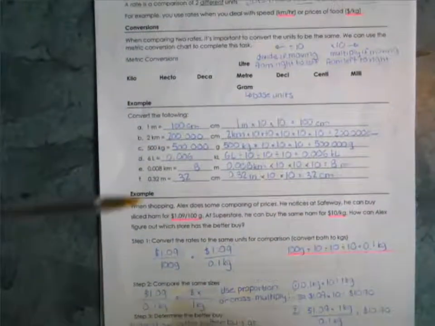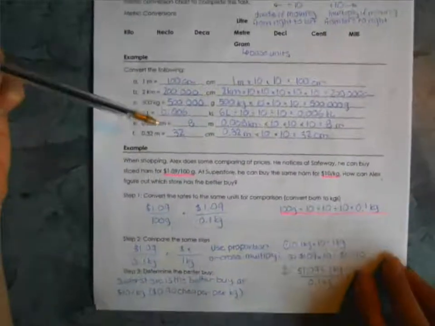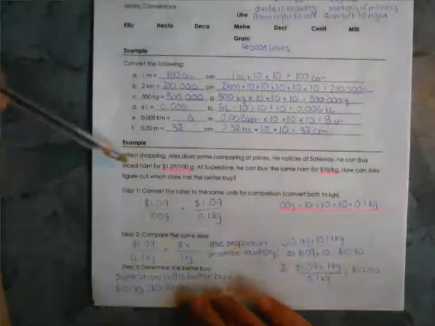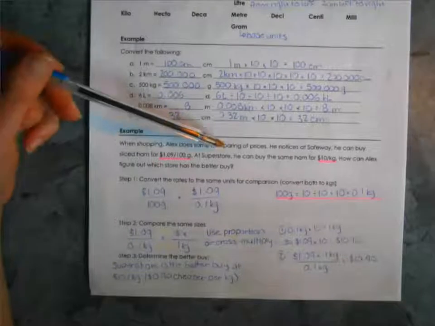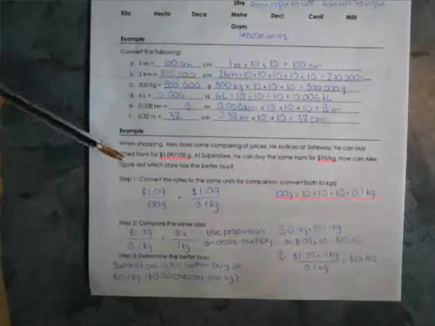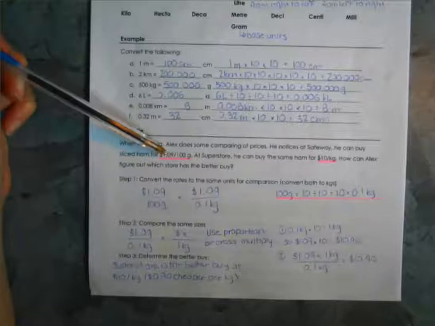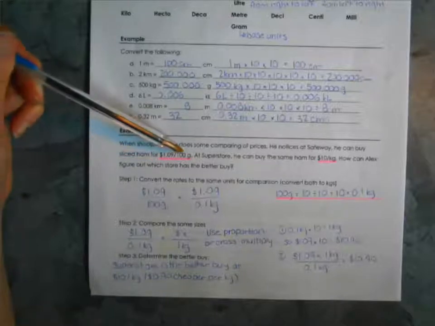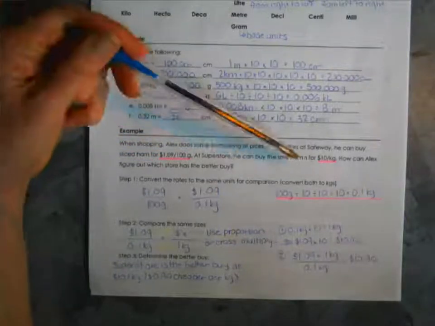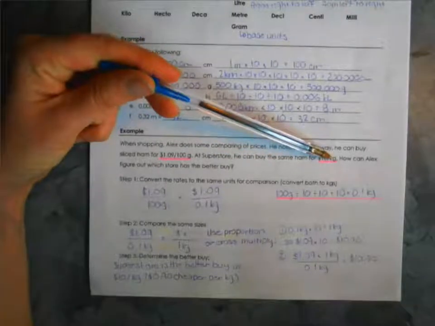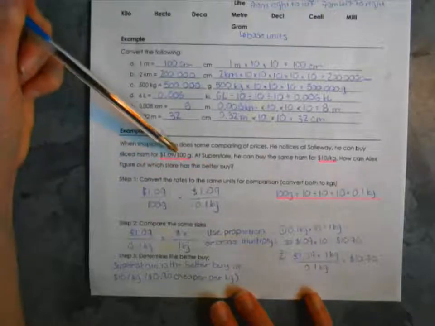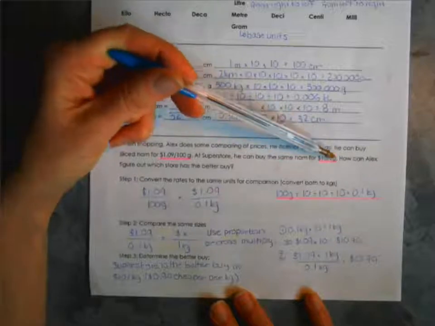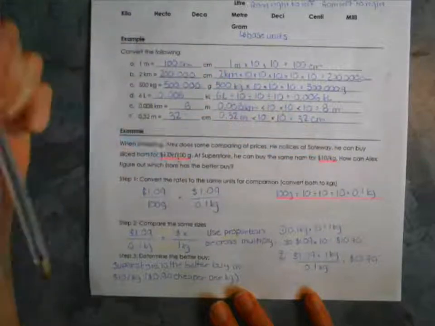Okay, so let's go through some examples where we try to use these conversions to work with rates. So when shopping, Alex does some comparing of prices. He notices at Safeway he can buy sliced ham for $1.09 per 100 grams. And at Superstore he can buy the same ham for $10 per kilogram. How can Alex figure out which store has the better buy? So the important thing with these questions always is to pay attention to the units, right? So we have kilograms here, we have 100 grams here.